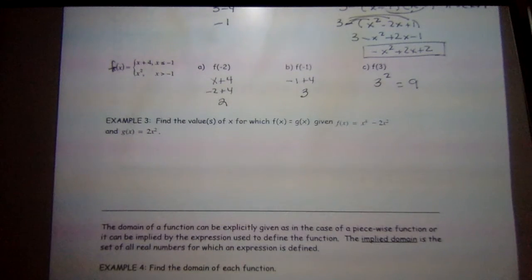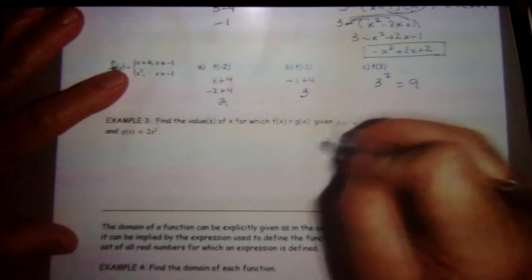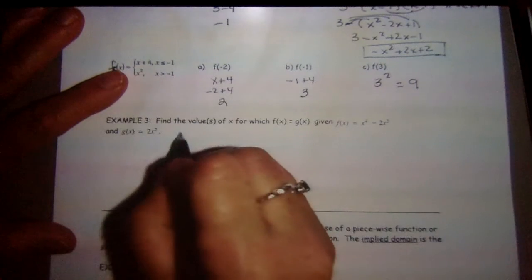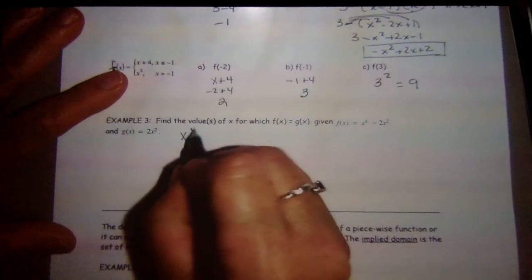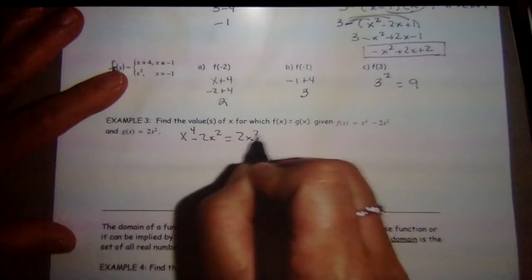All right. Find the value or values of x for which f of x equals g of x. How do I do this? Set them equal to each other. X to the 4th minus 2x squared equals 2x squared.